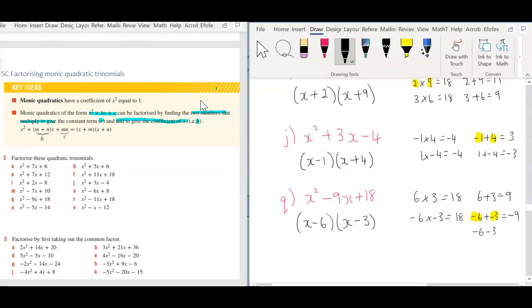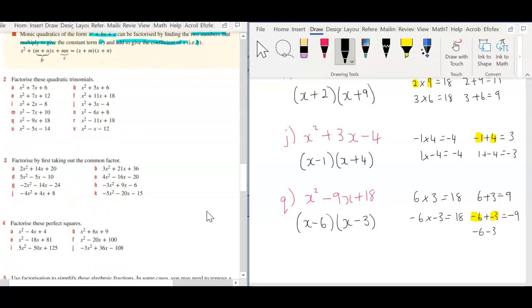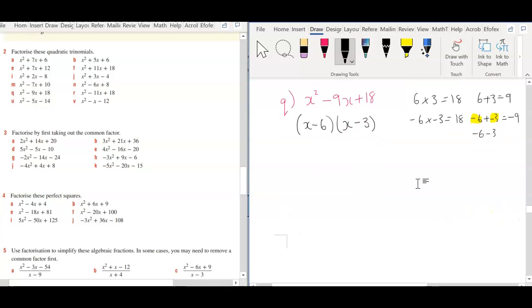All right, let's go on and do some harder ones. So having a look now at question 3. So I'm going to pick a hard one from question 3. Let's do K, only because I'm assuming the very last question is usually the hardest. So I've got negative 5x squared minus 20x minus 15.